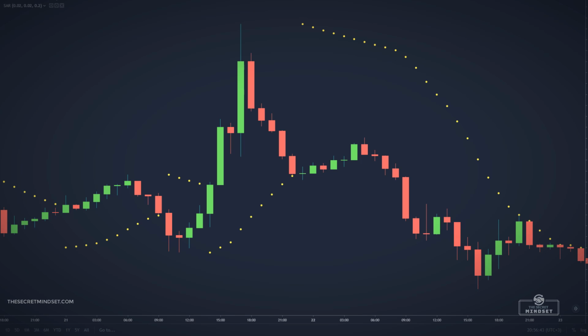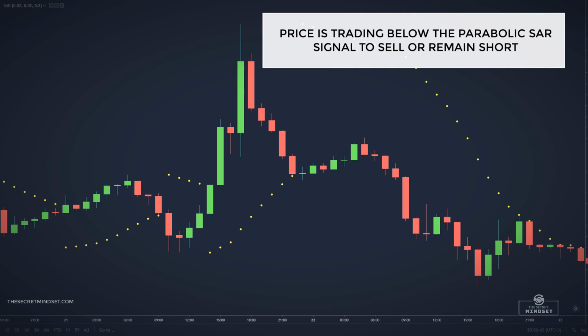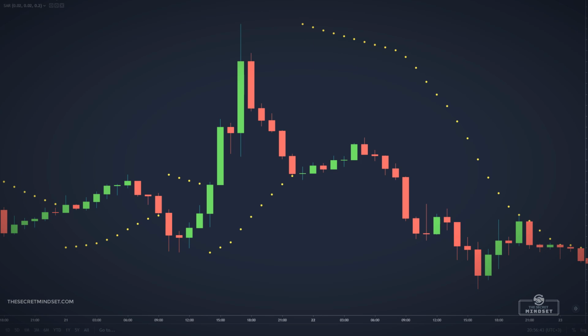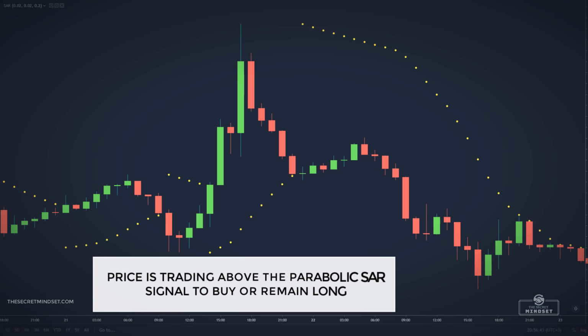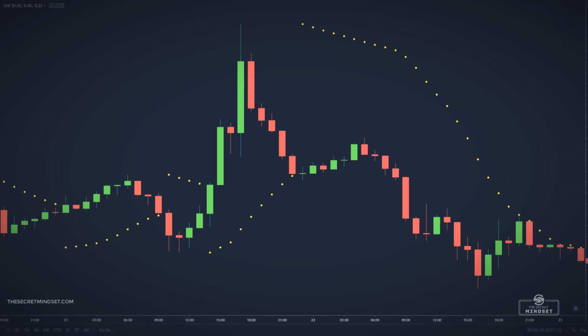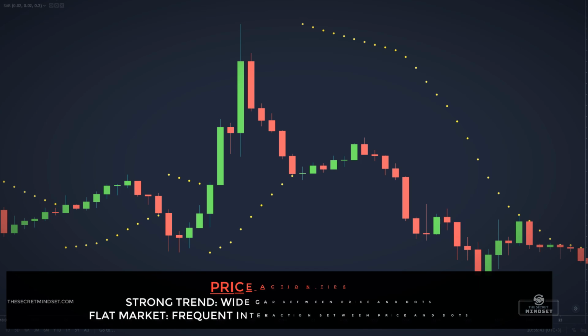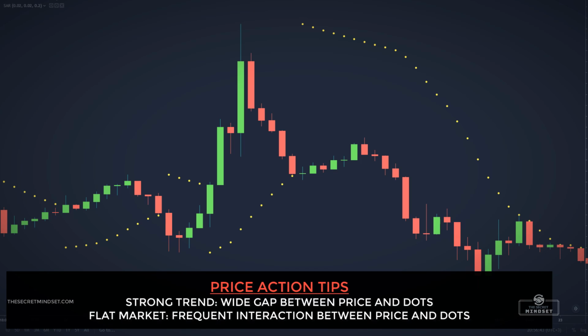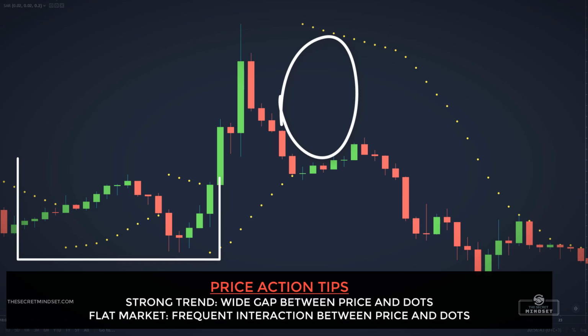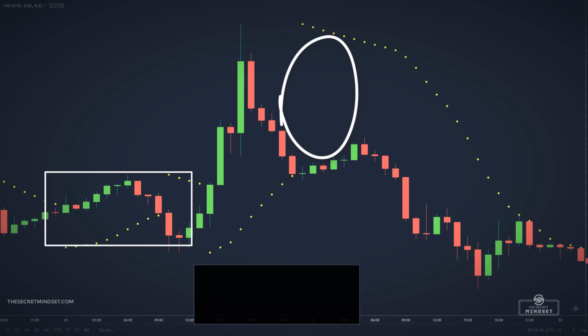When the price is trading below the Parabolic SAR, this can be explained as a signal to sell or remain short. On the other hand, if the price is trading above the Parabolic SAR, this can be explained as a signal to buy or remain long. If you prefer price action, what you need to know is that during strong trends, the gap between the price and the dots widens. However, if the market is flat or choppy, the dots and price interact with one another quite frequently.